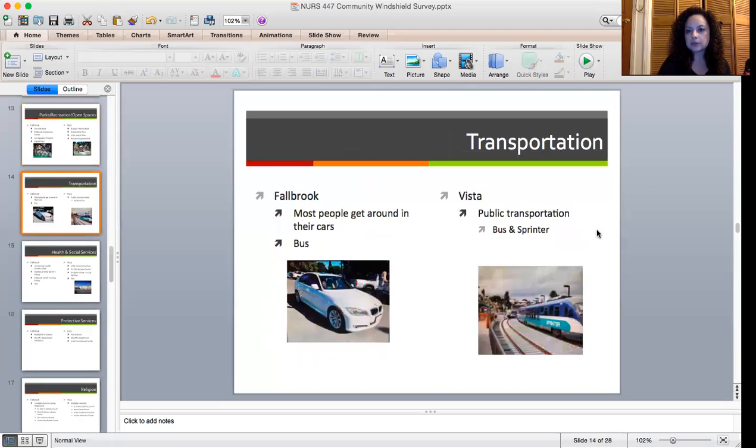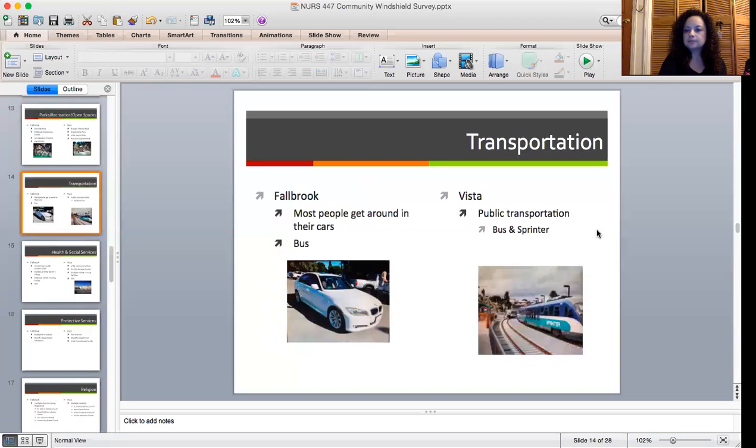Transportation. Throughout my survey, I found that most people in Fallbrook get around in their cars. Things aren't very close to each other unless you're in town. If you don't live in town, if you live kind of on the outskirts, it'll take you about 10-15 minutes to actually get into town. And then there was public transportation primarily in town. They did have a bus system.